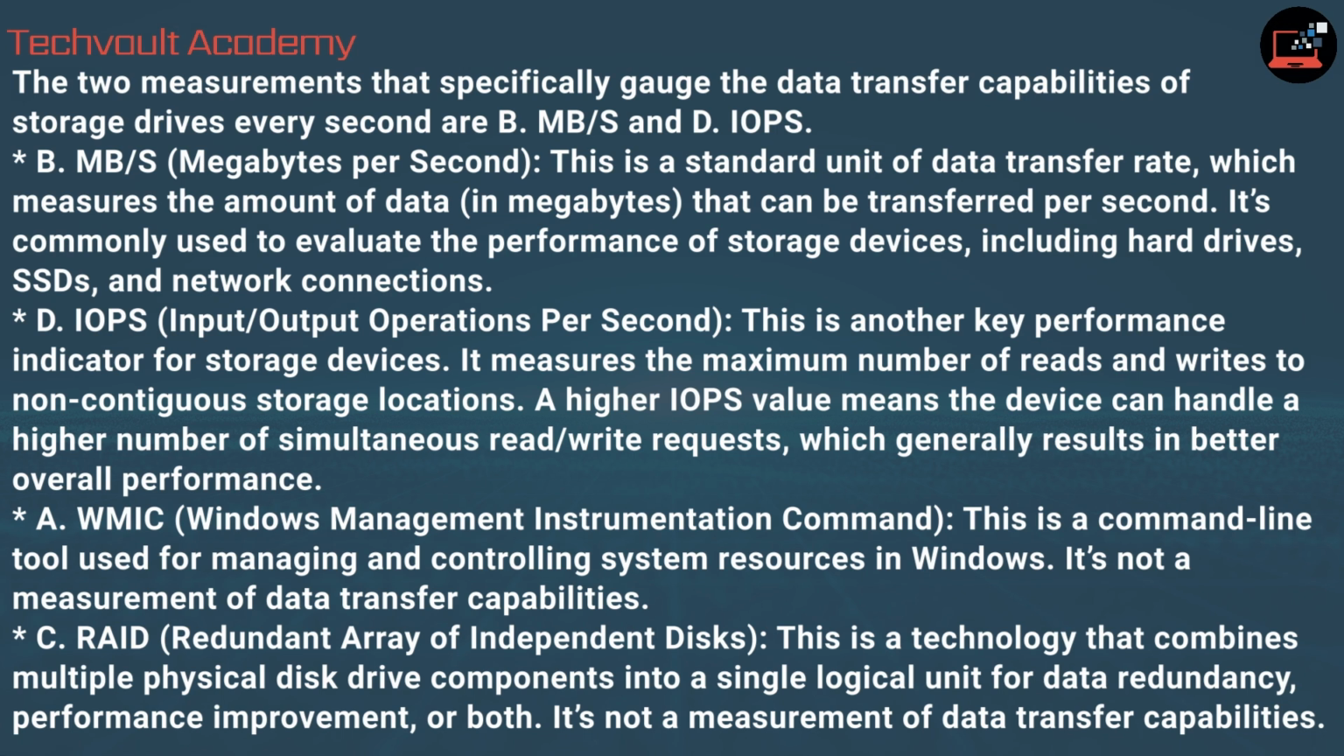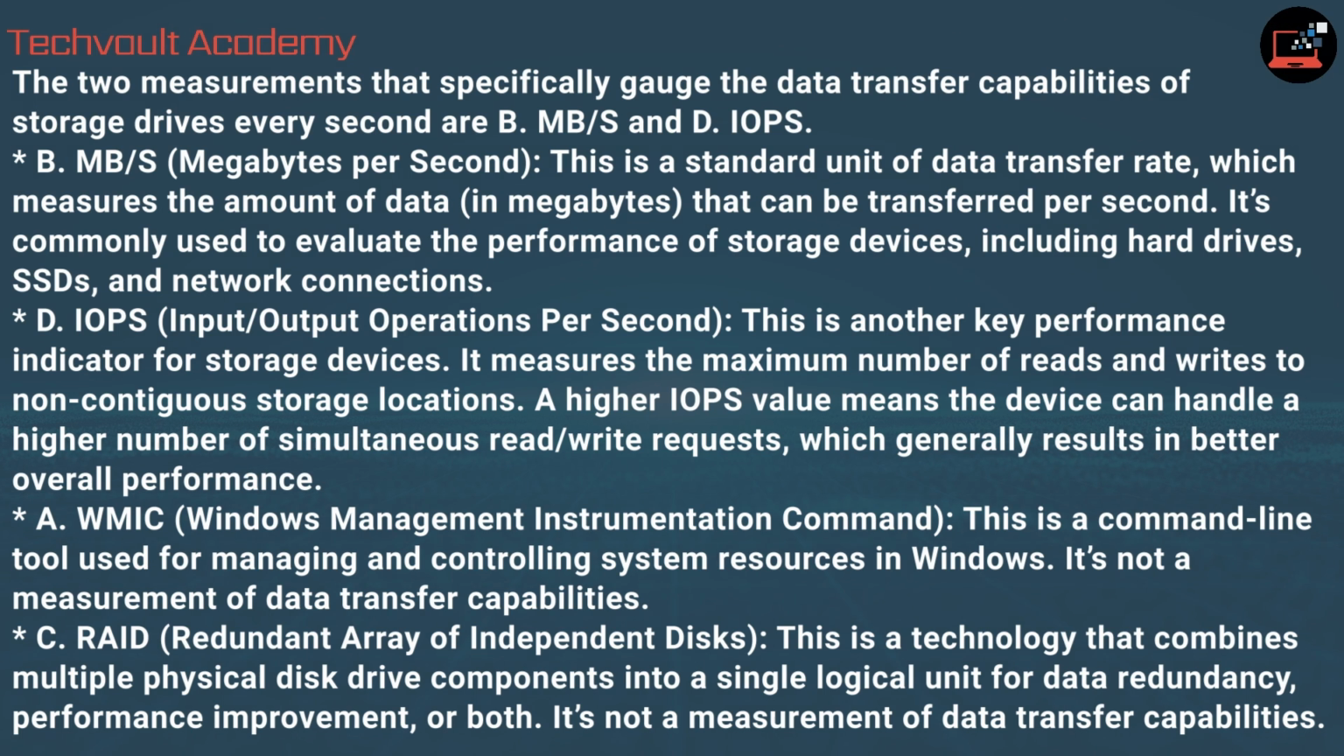The two measurements that specifically gauge the data transfer capabilities of storage drives every second are B. MBps and D. IOPS. B. MBps, megabytes per second. This is a standard unit of data transfer rate, which measures the amount of data in megabytes that can be transferred per second. It's commonly used to evaluate the performance of storage devices, including hard drives, SSDs, and network connections.